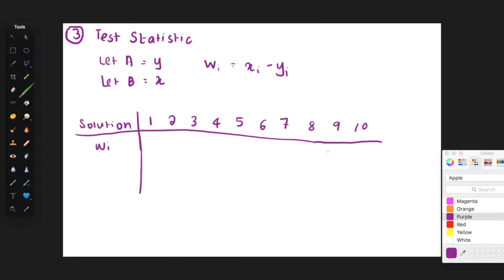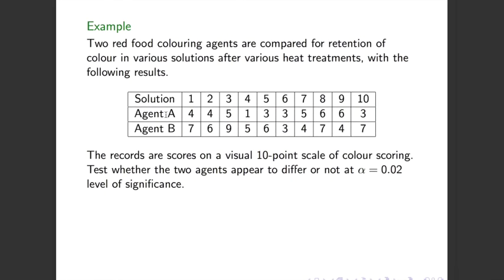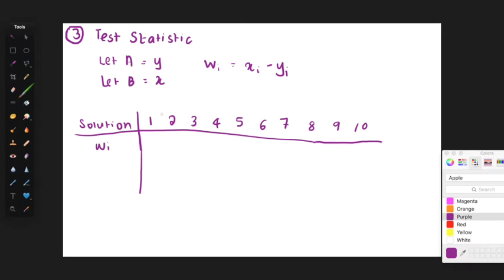Okay, so I've written this out, which is now solution 1 to 10, and we want to obtain WI for each of those solutions. So let's go back to that example. So we want to find WI for the first one, so it's going to be 7 minus 4, and then 6 minus 4, 9 minus 5 to give me those W's. So those WIs will then be 3. Remember, it's X minus Y, so it's B minus A. So it's 3, 2.